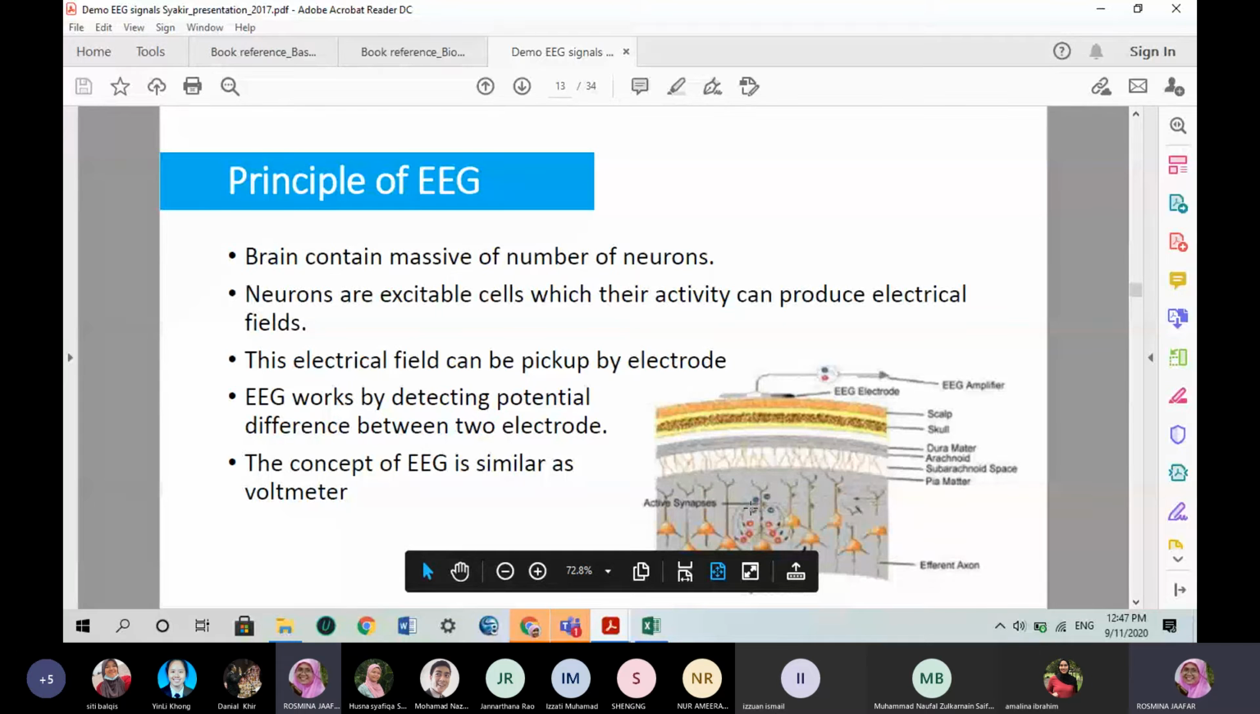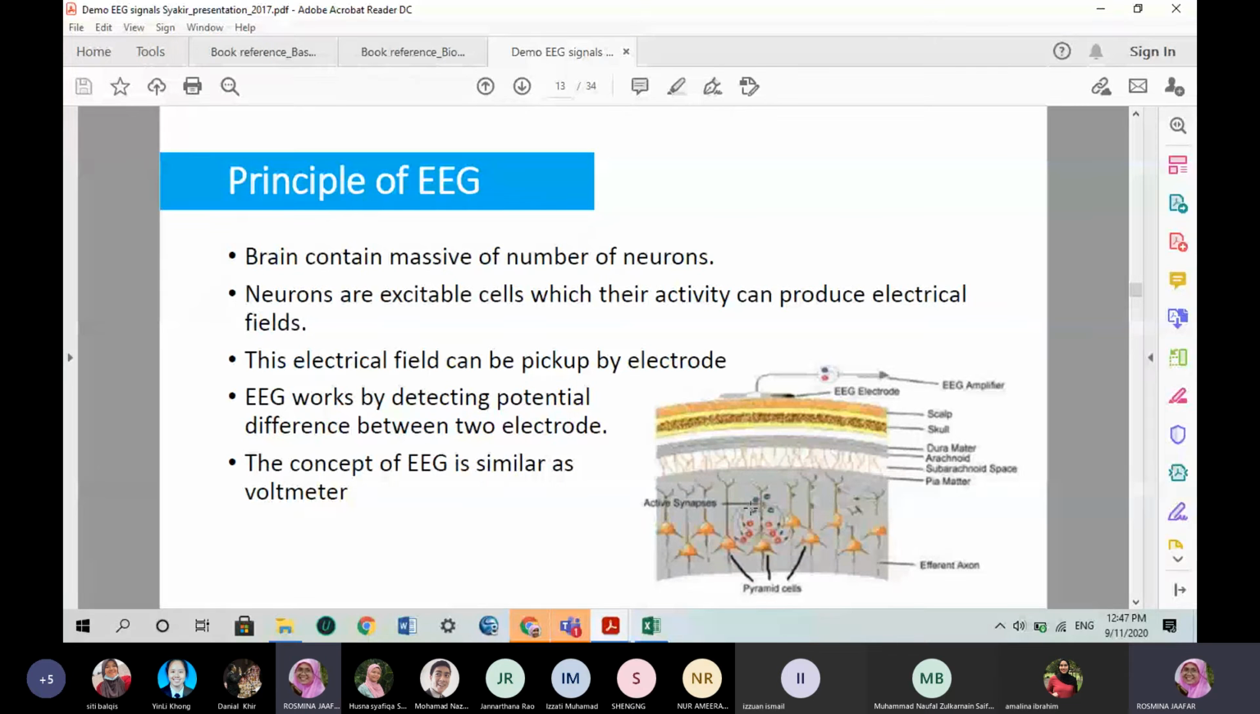Okay. The brain contains a massive number of neurons. The neurons are excitable cells whose activity can produce electrical fields. These electrical fields can be picked up by the electrodes, and EEG works by detecting the potential difference between two electrodes. Similar to ECG, you record EEG signals based on 2 points, at least 1 point to the reference. But for EEG, we have a bipolar montage. So you always record one electrode relative to another, so you take the difference only. The signal that you see is actually the difference between the 2 points.